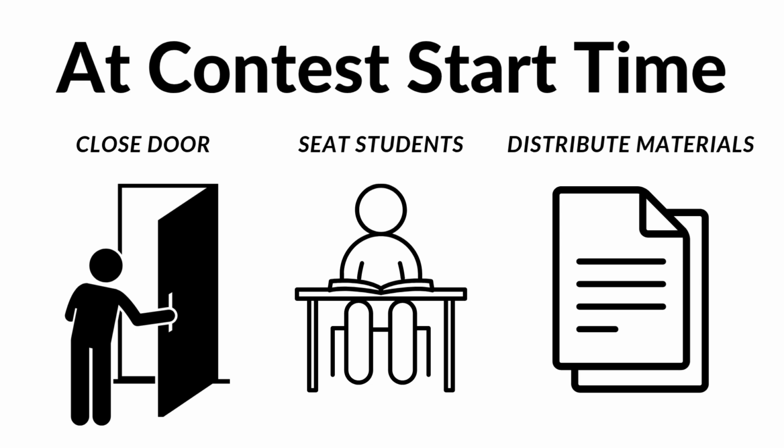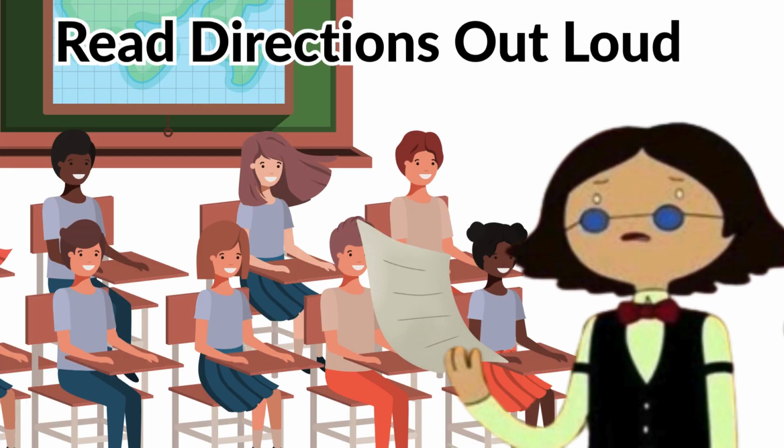Once it's time for the contest to begin, close the door and enter the room. If any students arrive late, quietly seat them and get them started without giving them extra time. Seat all students and distribute the materials as outlined in your proctor directions. This includes the test, answer sheet, and any event-specific materials. Once everything is passed out, read the directions aloud using the script provided.